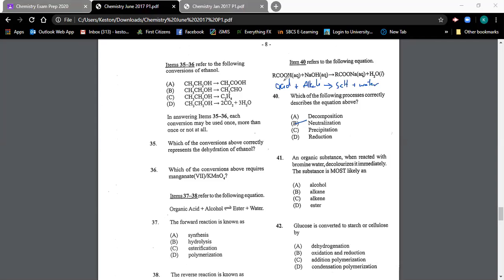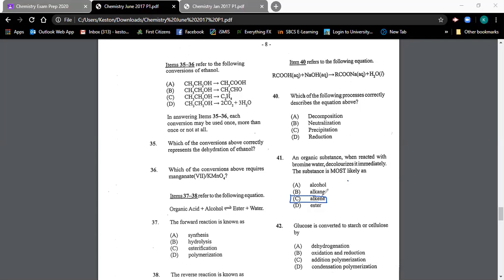Yep, that's it. 41. An organic substance, when reacted with bromine water, decolorizes it immediately. The substance is most likely a. Is this the test for alkenes? Or rather, the test for saturation or unsaturation of a hydrocarbon? They use the halogens. So if it decolorizes immediately, the answer is alkene. That's our test for the difference between the alkane and the alkene. You could either use the bromine. What else could we use? We saw it a little while ago.